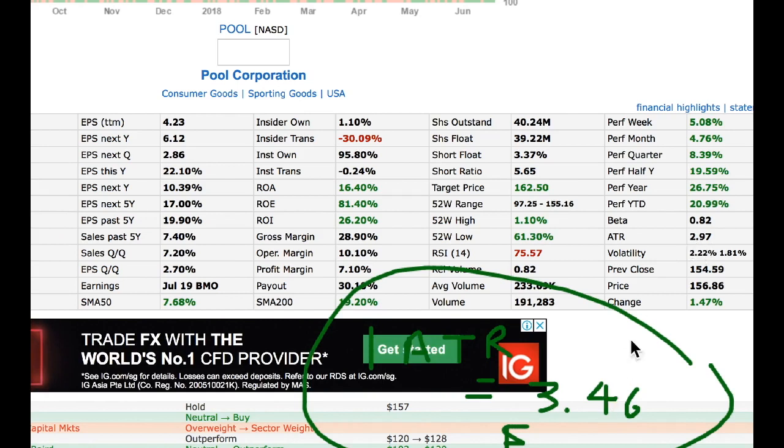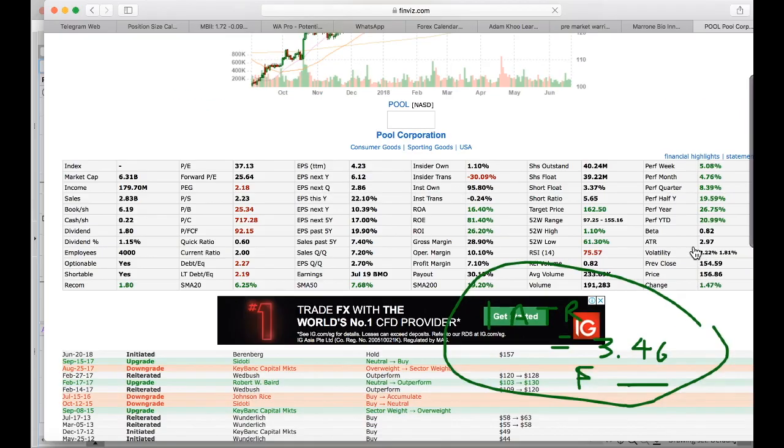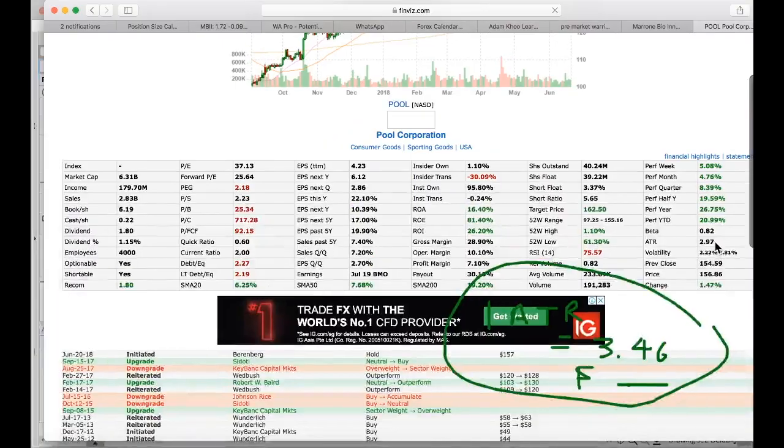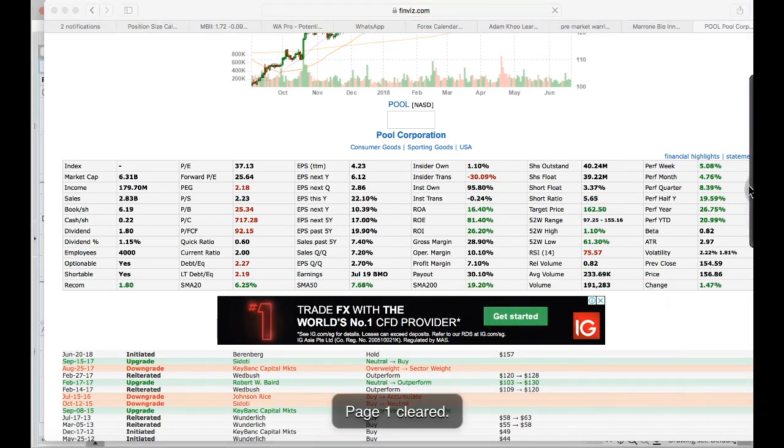So sometimes there could be a bit of a difference, right? So they give 2.97 and I'm using 3.46. That's probably because they're using the current ATR right now, 2.97, whereas I'm using the average of the last 3 months. So I prefer to use the average, but you can also use the current ATR as well, right? So it doesn't have to be exact. As long as you get something around there, it's fine. And that's how you find ATR.